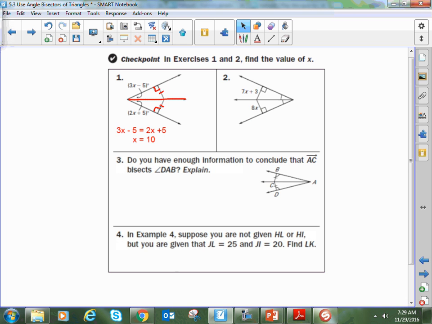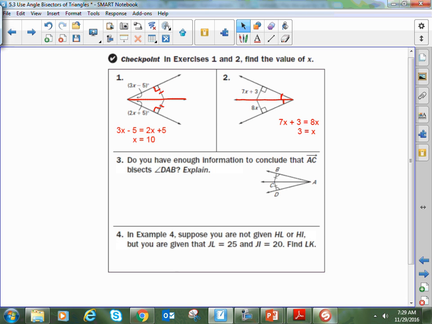So now here, looking at the diagram, again, I know that this ray right here must be an angle bisector, really because of this right here. They're showing me that the interior angle has been cut into two equal parts. So that means 7x plus 3 must equal 8x. And there we go. Solving for x, I get x is equal to 3.